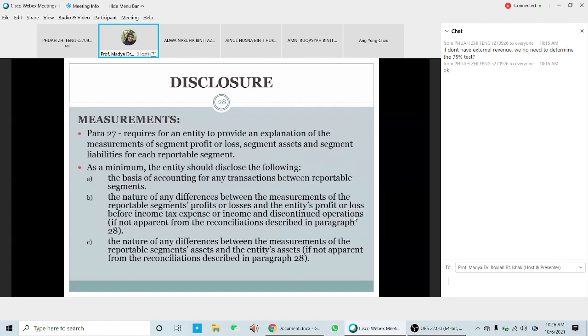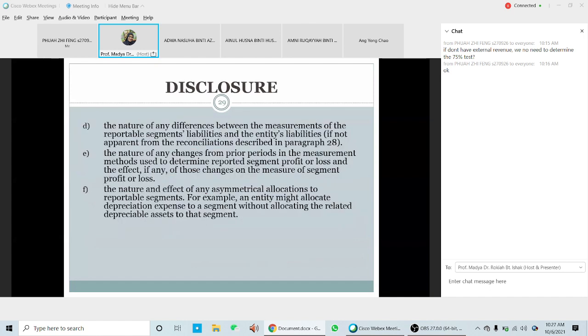Okay, for measurements, we require the entity to provide an explanation of the measurement of segment profit, how they measure the segment profit or loss, assets, and also the liability for each reportable segment. At minimum, they need to disclose the basic accounting used for any transaction between reportable segments, and the nature of the differences between the measurement of the reportable segment assets and liabilities. So this is a minimum disclosure. You just read this one. Okay, this one also, just read this one.